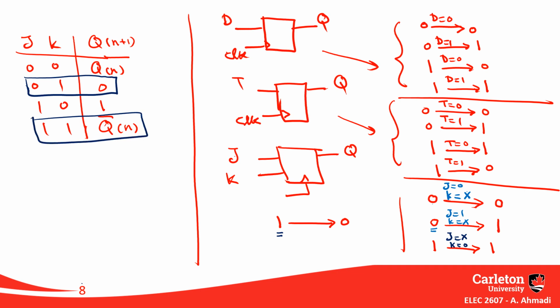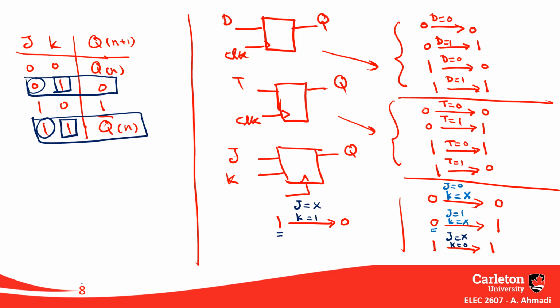So looking at this, I can see, well, J can be either 0 or 1, but if I apply 1 to my K, this transition will happen. So it would be J don't care and K equal 1. So this explanation gives me the answer to this question.